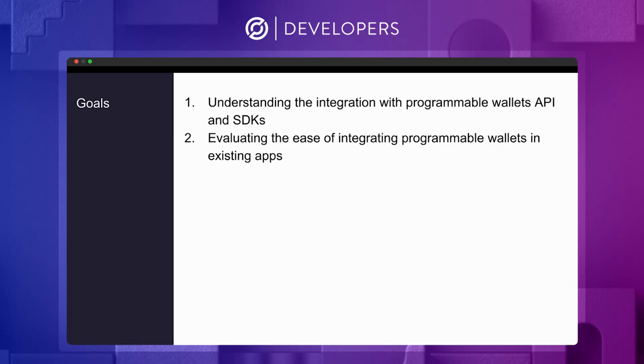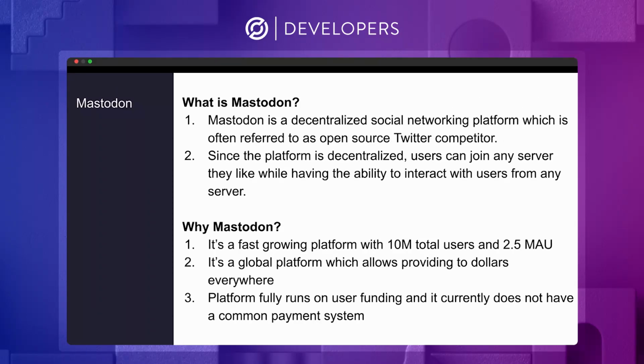So, what is my goal for this hackathon? Apart from just learning about programmable wallets and APIs and SDKs, I also wanted to see how easy it is to integrate programmable wallets into existing apps. This gives us an ability to unlock users already on that platform and see if there are any integration issues with an existing app. So before we get into the fun demo stuff, let's quickly go over what Mastodon is.